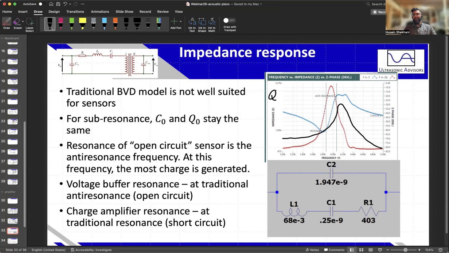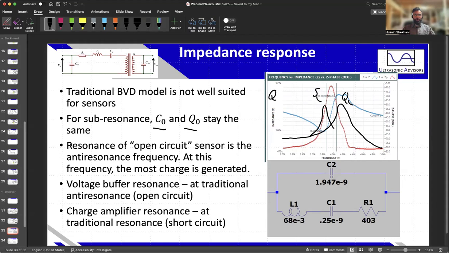And as you keep going past the resonant frequency, now suddenly your piezo element behaves stiffer, more stiffly. If you provide a charge amplifier circuit, you'll have a peak in your signal at the resonant frequency. So this would be the short circuit, and this would be the open circuit case for the analysis. For sub-resonance, you can consider the capacitance and the charge to stay the same.